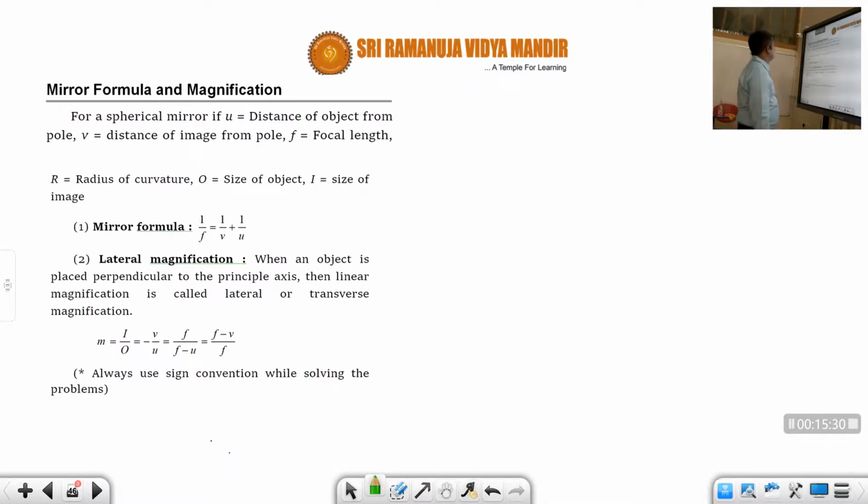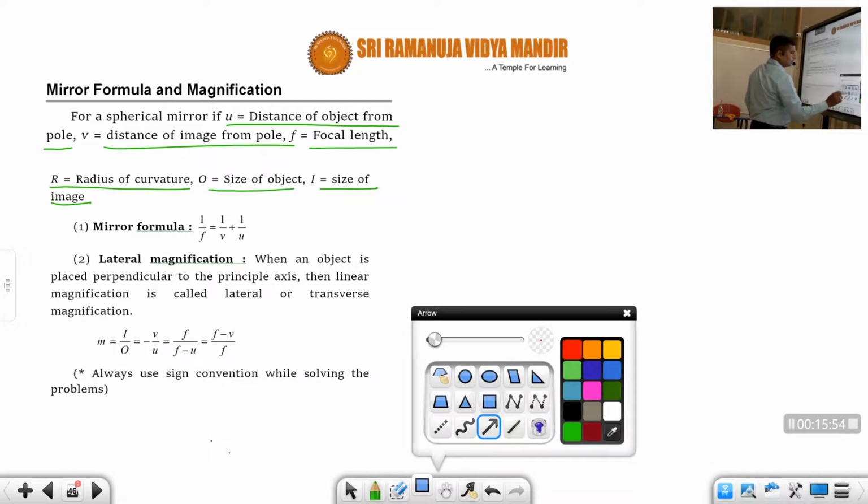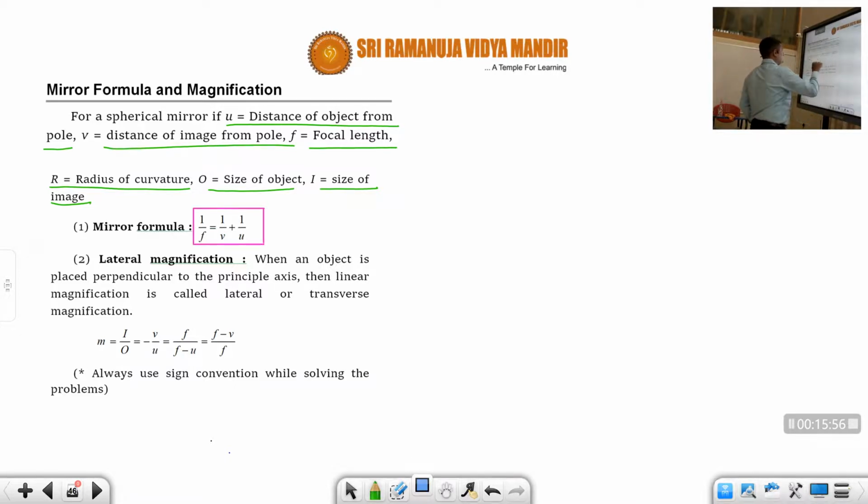So here let us see the last thing in the spherical mirrors, that is called the mirror formula and magnification, which we already discussed. For a spherical mirror, if u is the object distance from the pole, v is the image distance from the pole, f is the focal length, r is the radius of curvature, O is the size of the object and I is the size of the image, then the mirror formula is nothing but 1 by f is equal to 1 by u plus 1 by v. Very, very important formula, okay students.